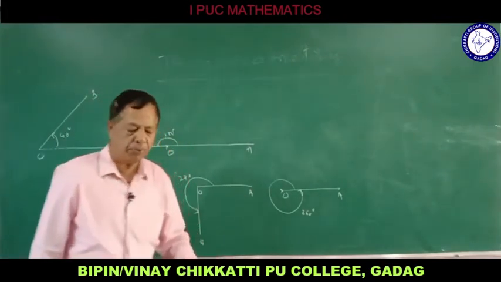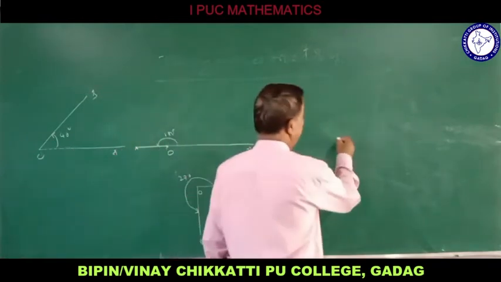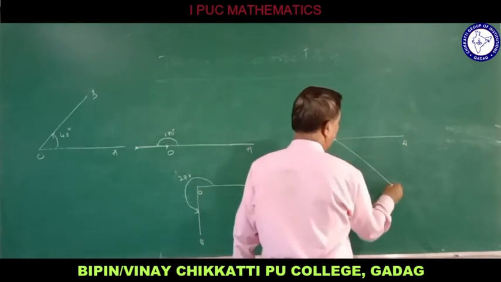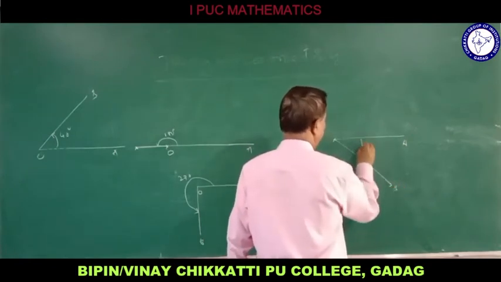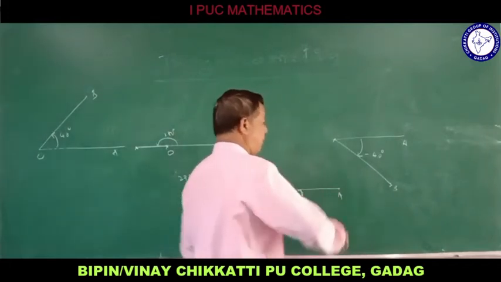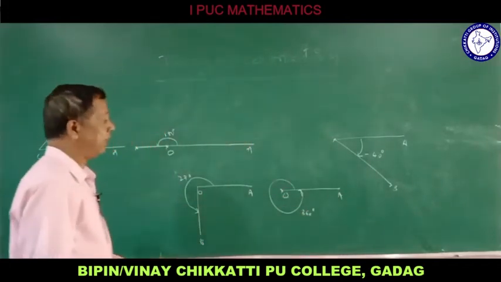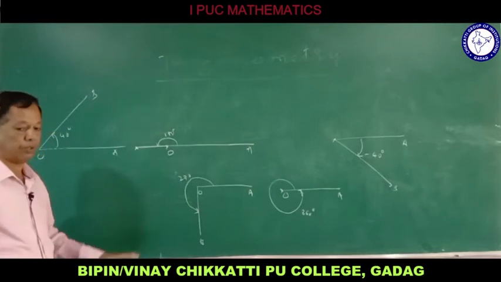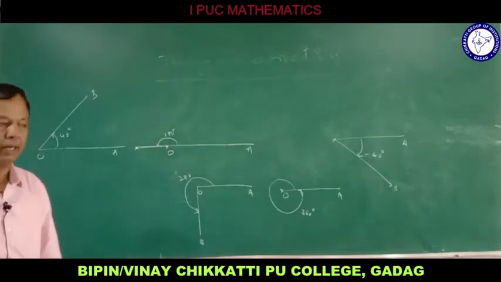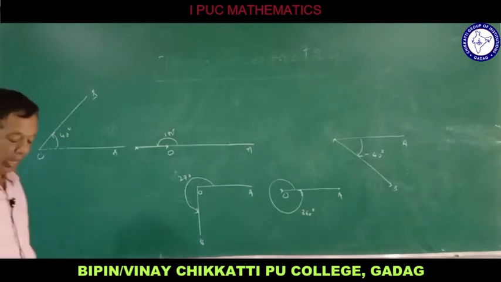However you can see, suppose this is O, A, and if you go like this to B, ultimately you may go for minus 40 degrees. So clockwise, it is negative. Anti-clockwise, it is positive. These are the ways how you go for finding the angles in degrees.